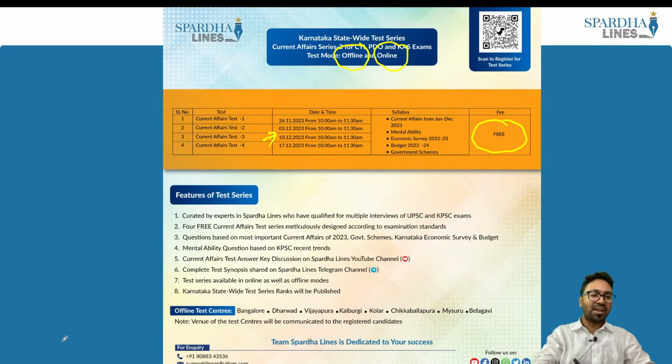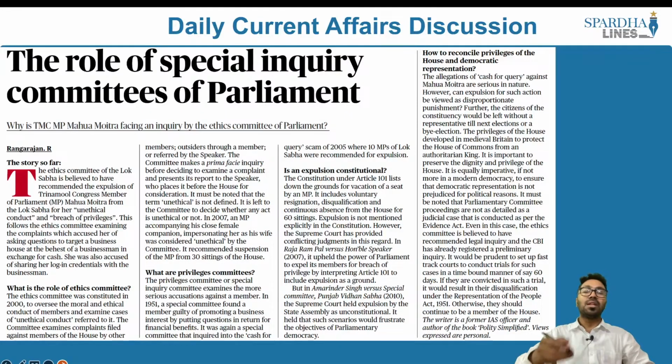Let's get started and look into the first article. The first article says the role of Special Inquiry Committee of the Parliament. The article here is speaking about the Ethics Committee of the Parliament of India.